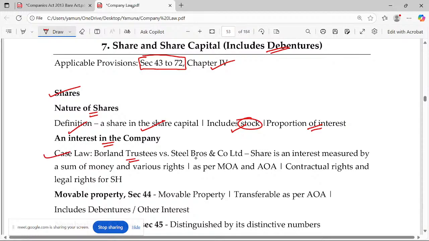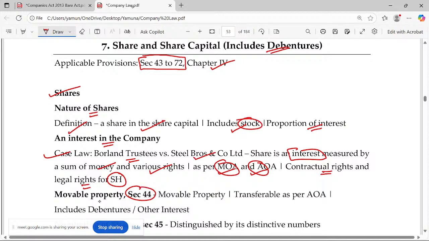Boland Trustees versus Steel Brothers and Company Limited. So how do you call the shares? An interest measured by a sum of money. And what are the rights you have? It is all the rights put together, not as per the Act, but as per the MOA and AOA. But obviously, you have to follow the Act. The Act has no overriding effect, but still you have to follow your company's MOA and AOA. Then there are contractual rights and legal rights for the shareholder. This is how we can define a share.